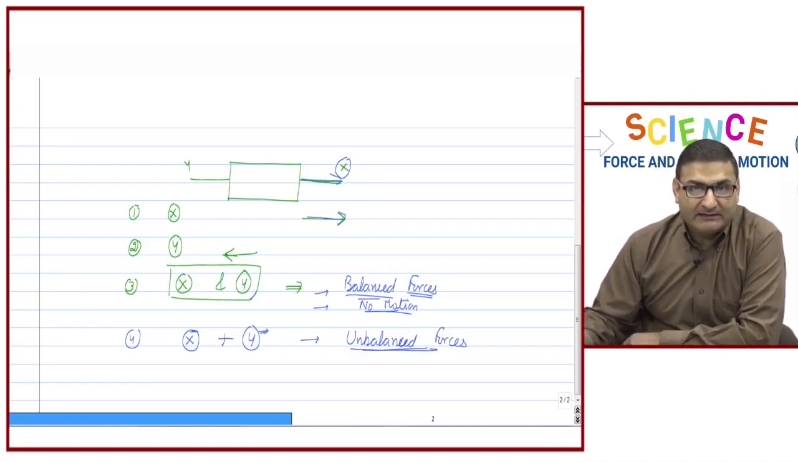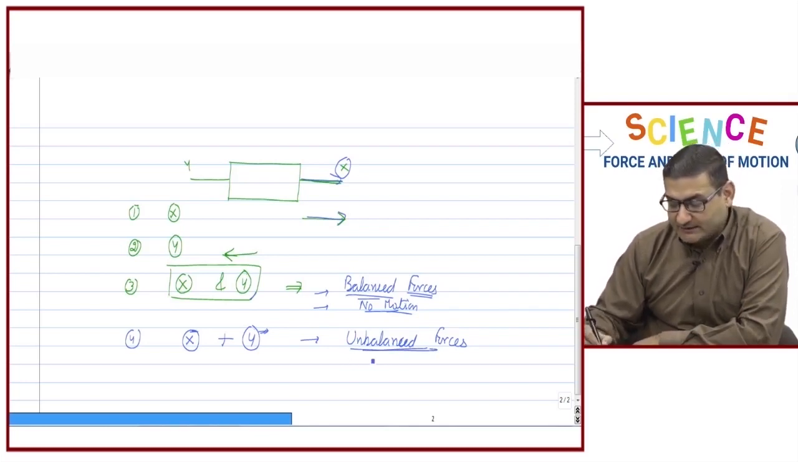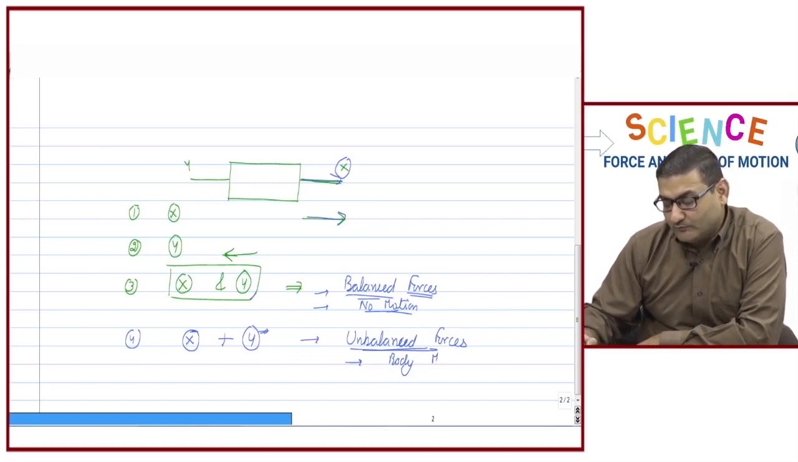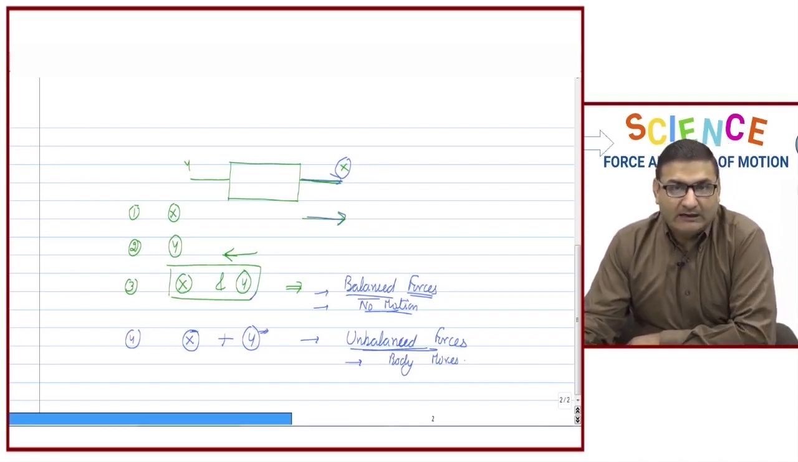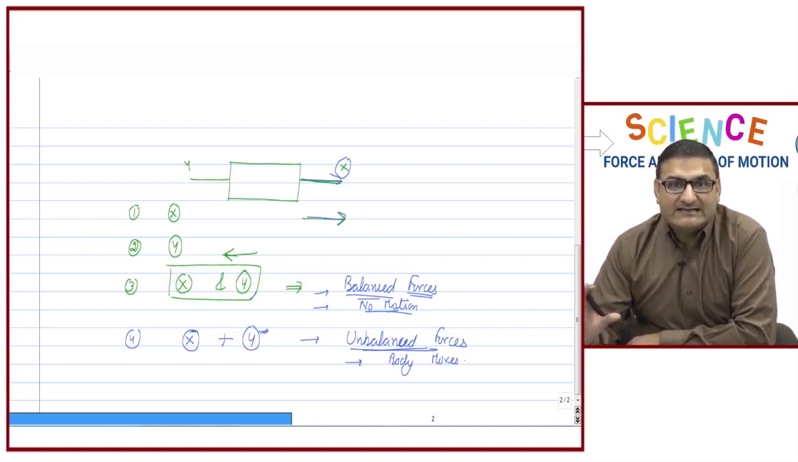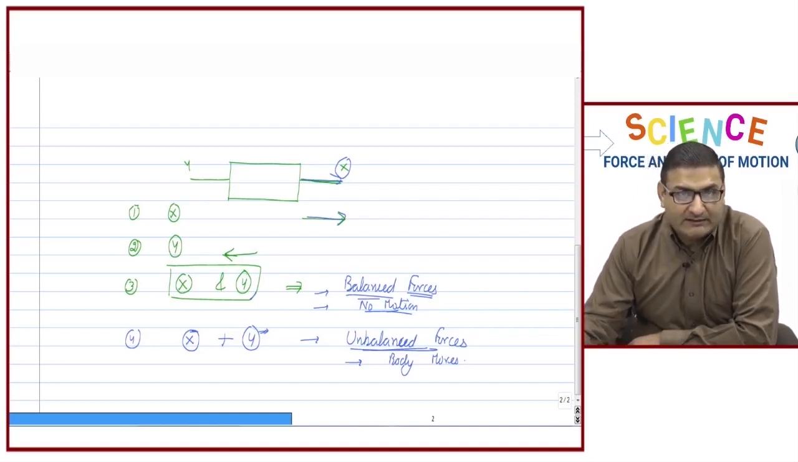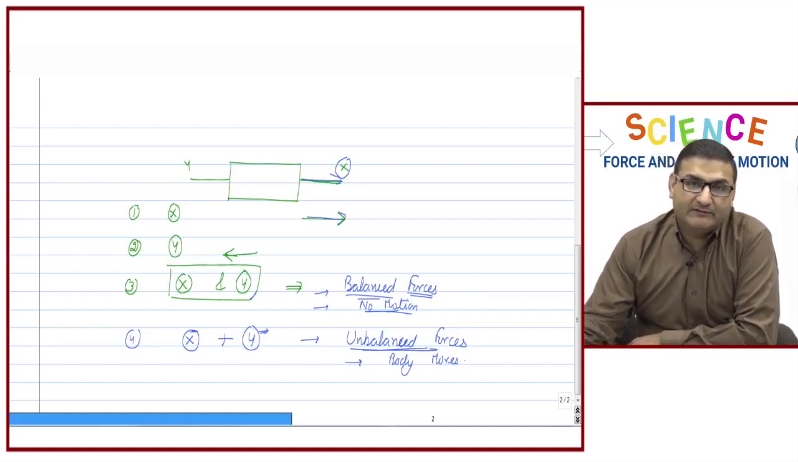Now, the impact of unbalanced force on a stationary object is that the body starts to move. If the body was already moving, then there will be two unbalanced forces acting on it. Take a hypothetical example where one force is opposing the speed, and one force is accelerating the speed of the object.